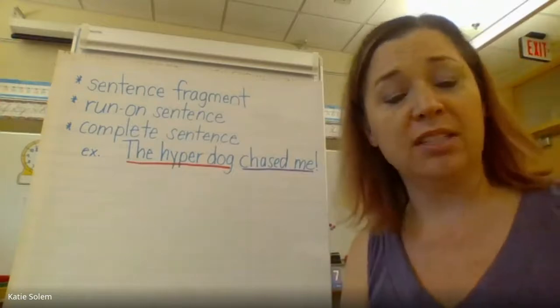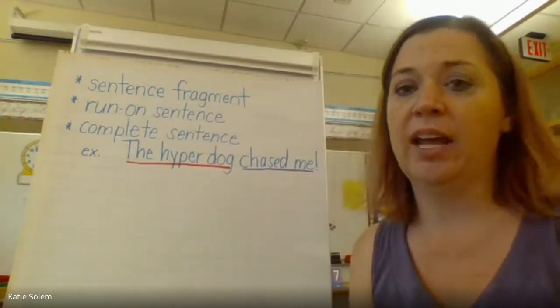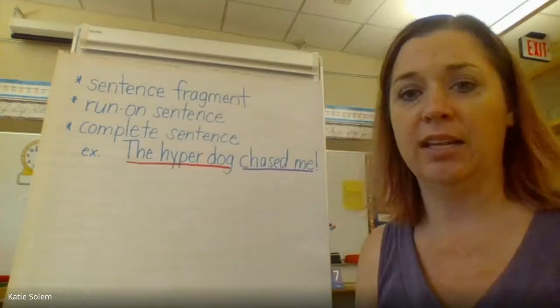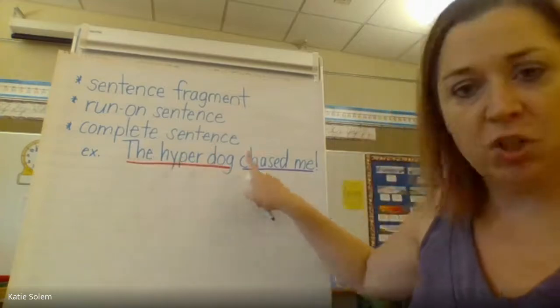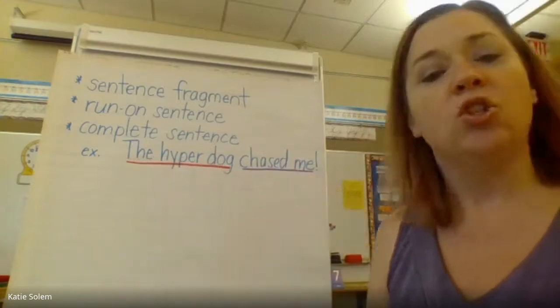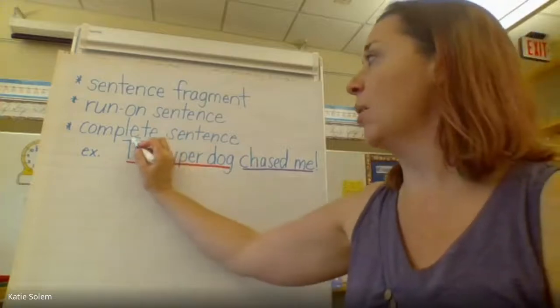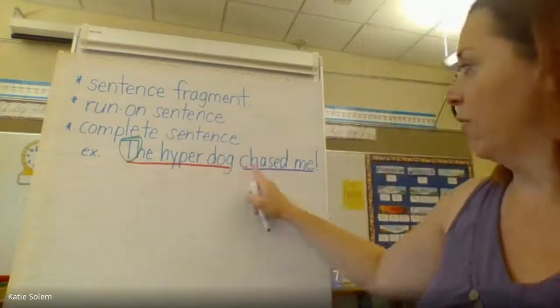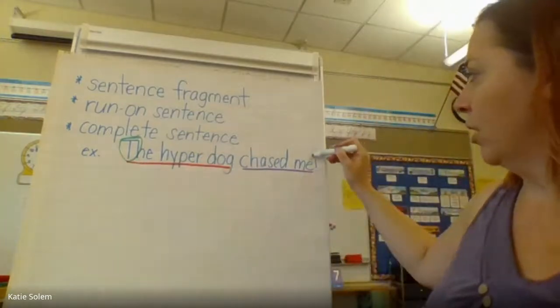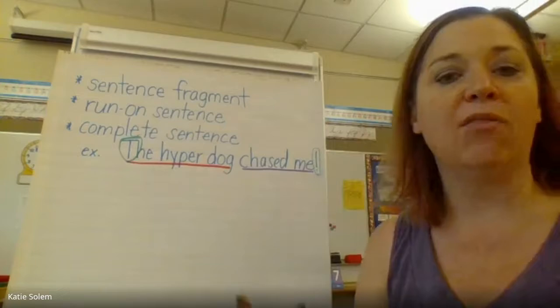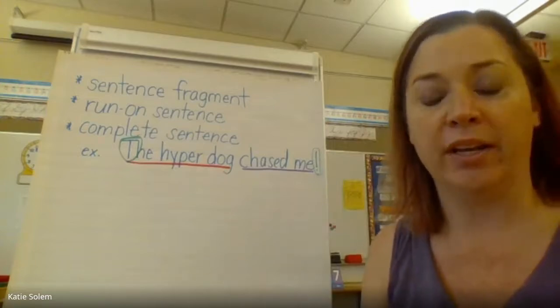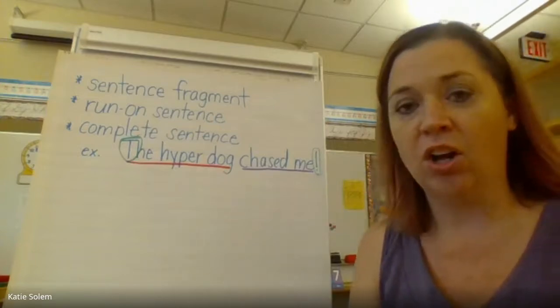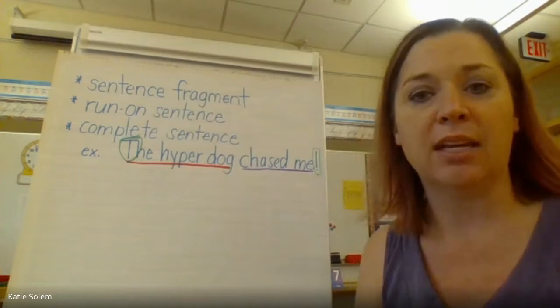Now, there's two more things I need to look at to make sure that I have a fourth grade quality sentence. I have my subject, I have my action. Do I have a capital letter to start my sentence? Yes, I do. And finally, do I have punctuation? Do I have a period, a question mark, or an exclamation point? These are all things you need to have a complete sentence.